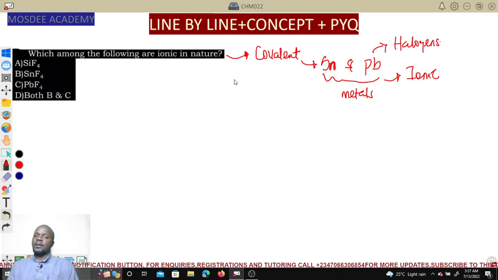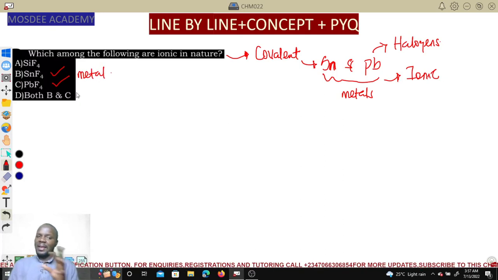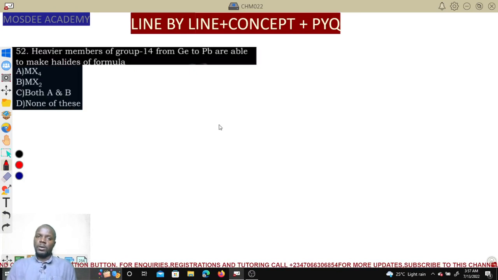So if I write CCl4 or SiF4, those are covalent, but the moment I write Sn and Pb, both of them are metals. Metallic halides are ionic, whereas non-metallic halides are covalent. I hope you understand that. So this should be the answer: both B and C are correct. It's simple stuff. Maybe not simple, but it's simple now because I have explained extensively. I hope you guys are getting this.